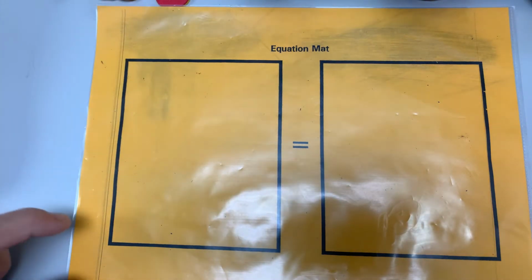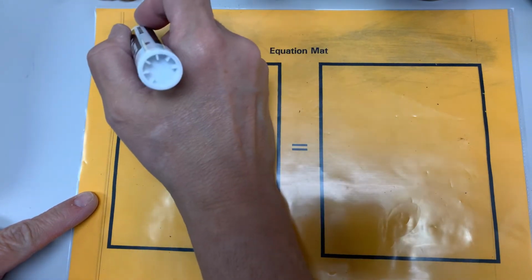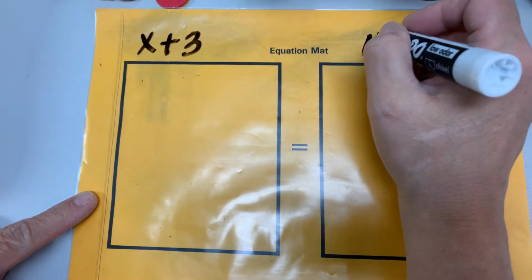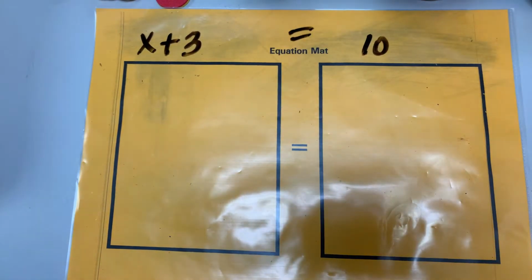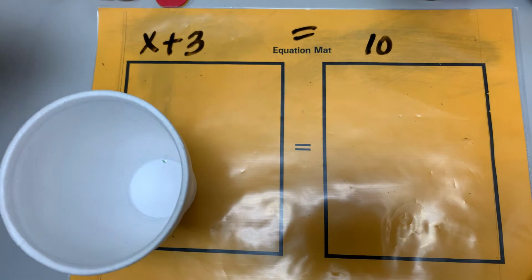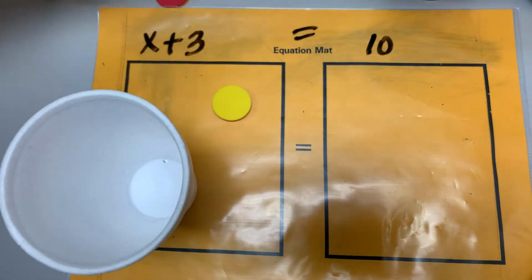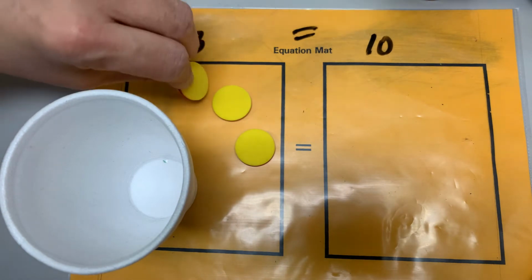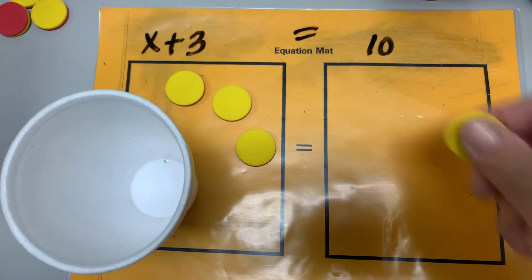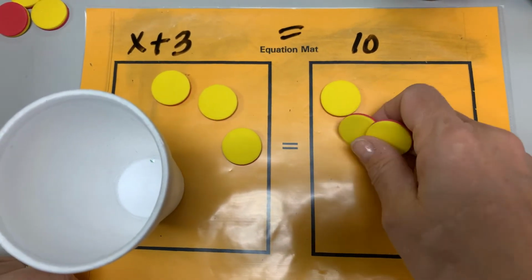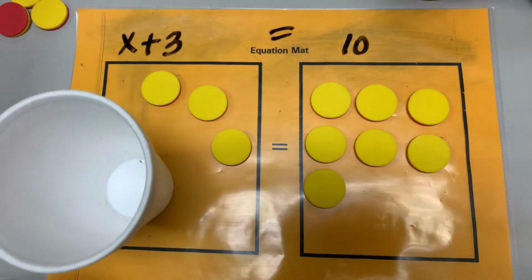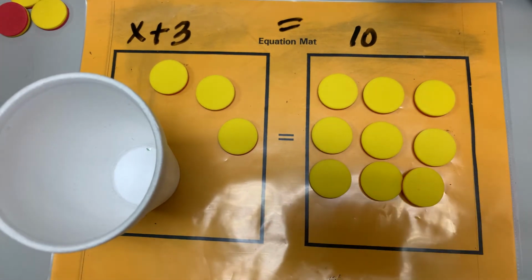I'm going to say that my problem is x plus 3 equals 10, okay? So first thing we have to do is model it. A positive x means your cup is upward. And then we have positive 3, 1, 2, 3, and then it equals positive 10: 1, 2, 3, 4, 5, 6, 7, 8, 9, and 10.